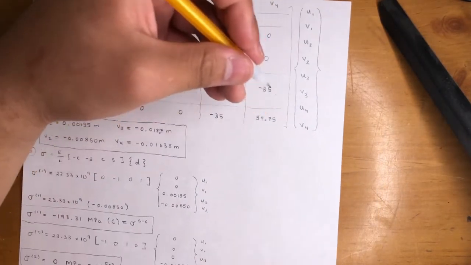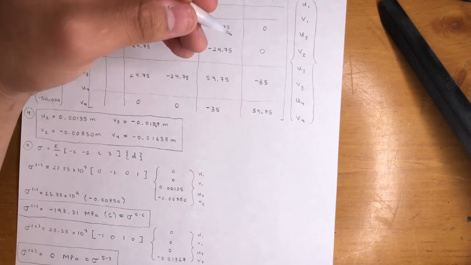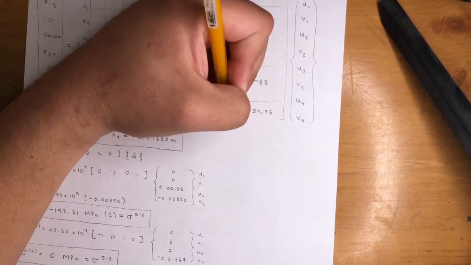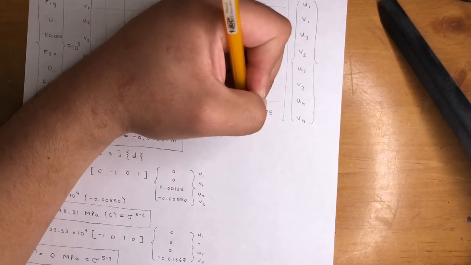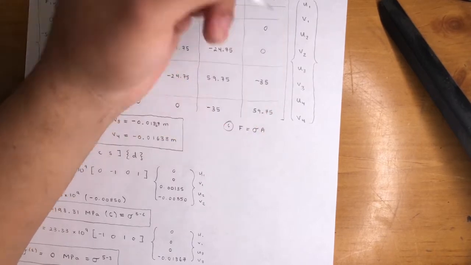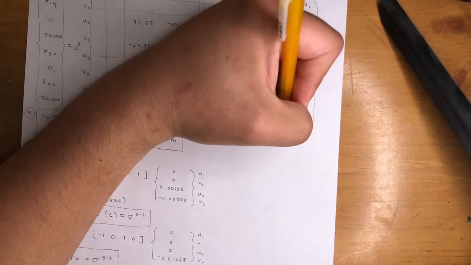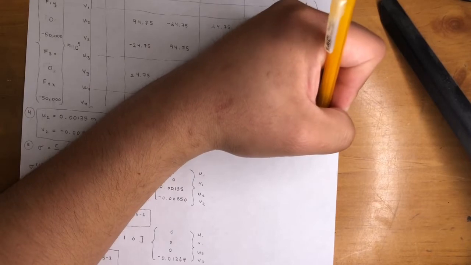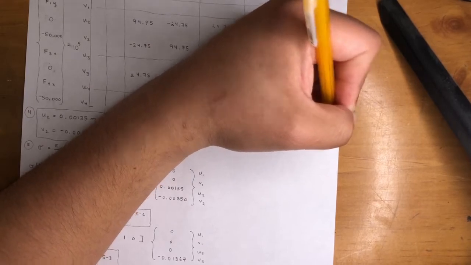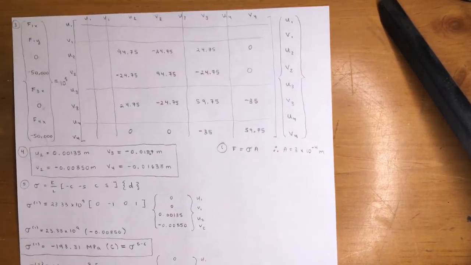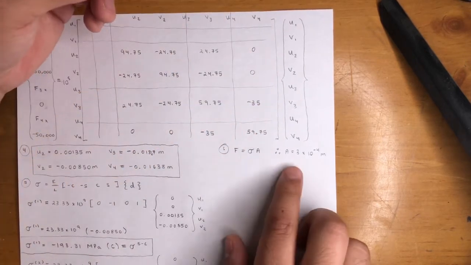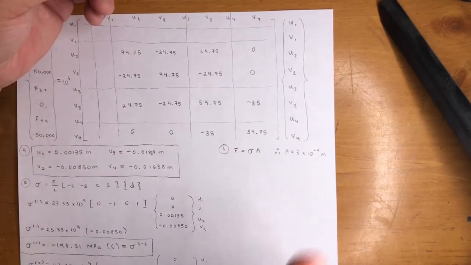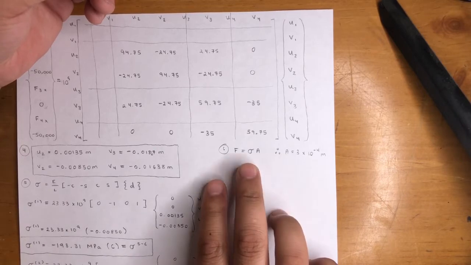This is what we do. This is step number 6 in this sheet. So we know force is equal to sigma times area, right? And we know the area is the same for all of them. It's 3 times 10 to the negative 4 meters squared. So area is the same for all of them, except one of them, remember. It was from nodes 3 to 4. But let's go ahead and continue.